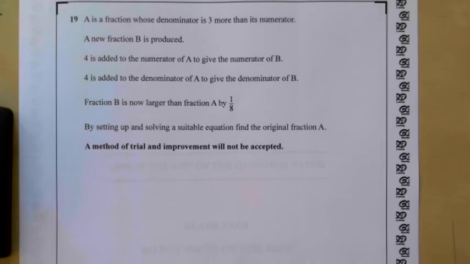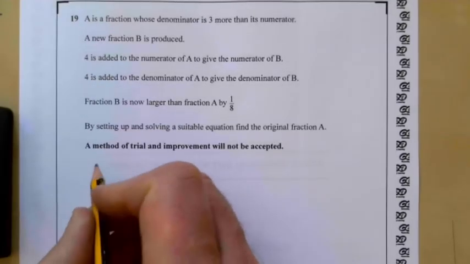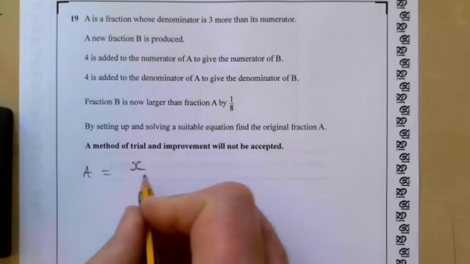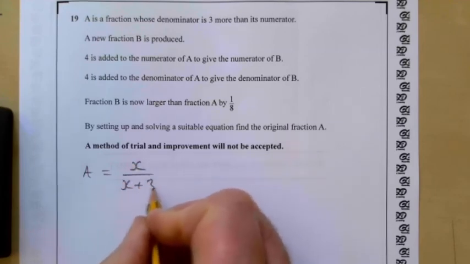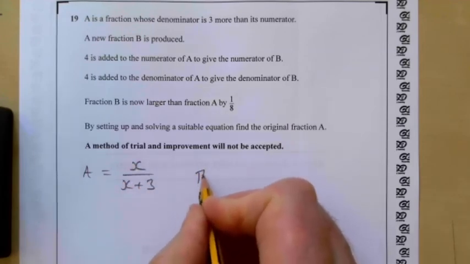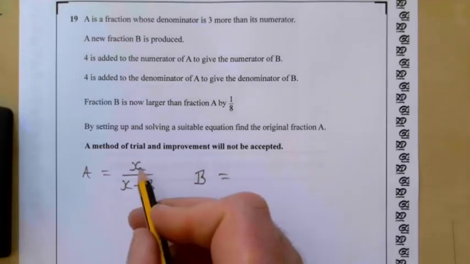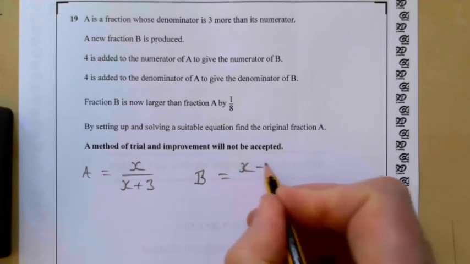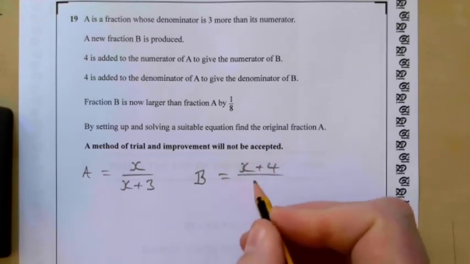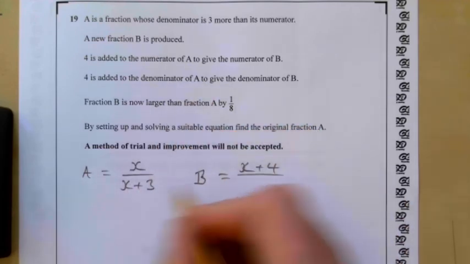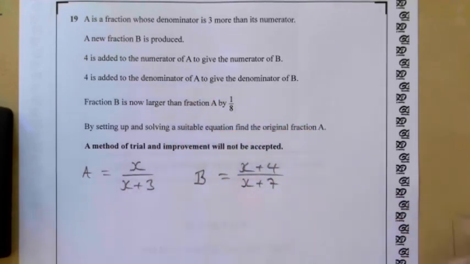Okay, question 19. A is a fraction whose denominator is 3 more than its numerator. So we could write A as x over x plus 3. A new fraction B is produced. 4 is added to the numerator of A to give the numerator of B, so that's going to be x plus 4. And then 4 is added to the denominator of A to give the denominator of B, so let's add 4 to this, and I'm going to get x plus 7.